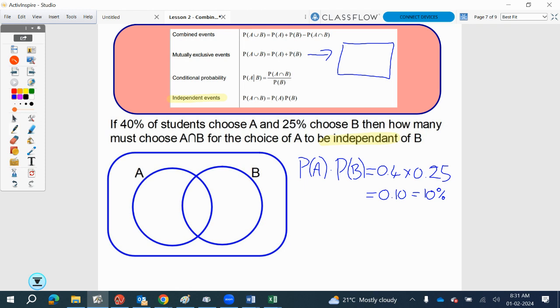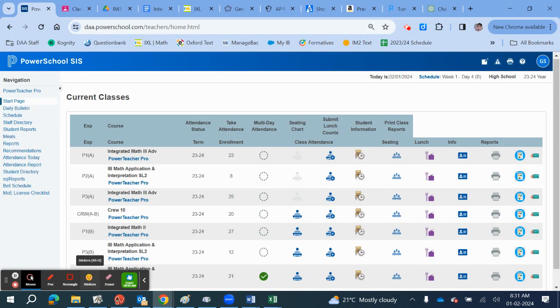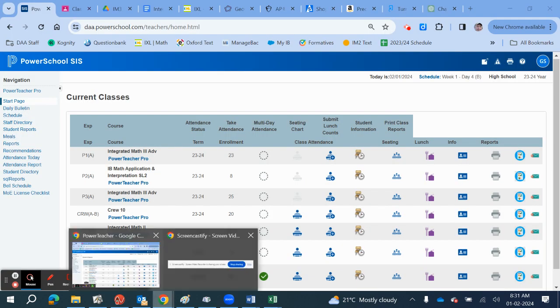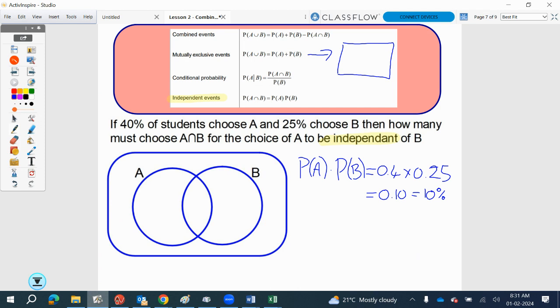All right. Where am I? Am I paused? No, I'm playing. All right. So mutually exclusive events. It means something like this. That's why the probability of A plus the probability of B is the union, because there's no intersection.